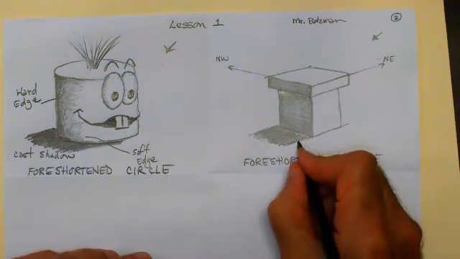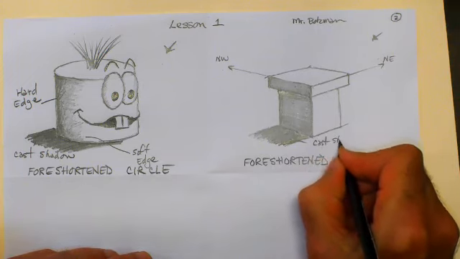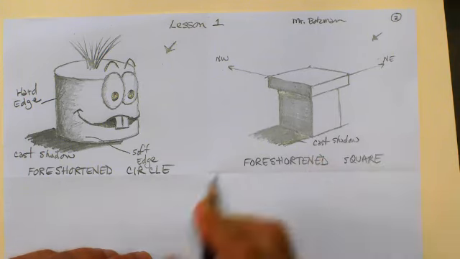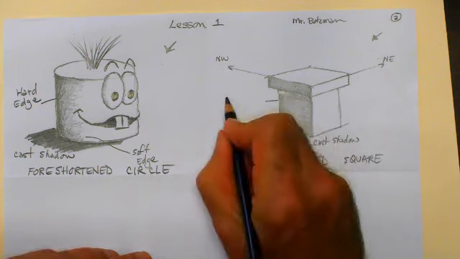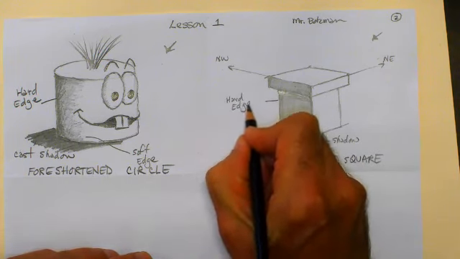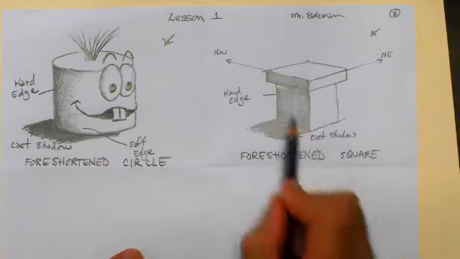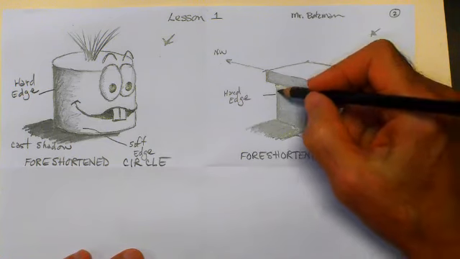This again right here is a cast shadow. You can write that in there. And this over here is a hard edge. This does not have any soft edges because it doesn't gradually go around like the marshmallow. This one just kind of meets right there and it's kind of rough.